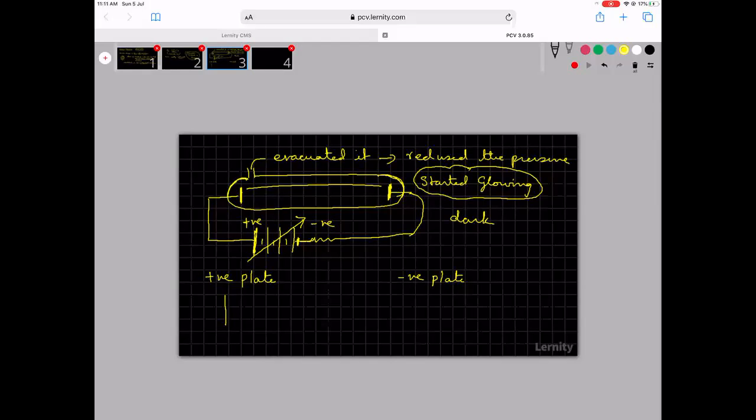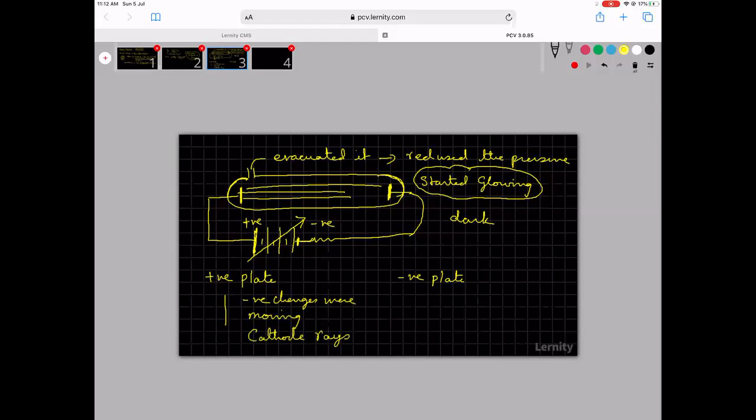So there was a positive plate. Now what does common sense say? Common sense says that if something is moving towards the positive, it must be negatively charged. So towards the positive plate, some negative charges were moving. These were called a part of the cathode rays.